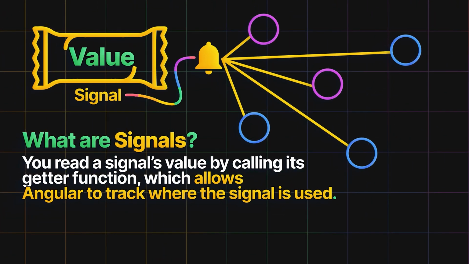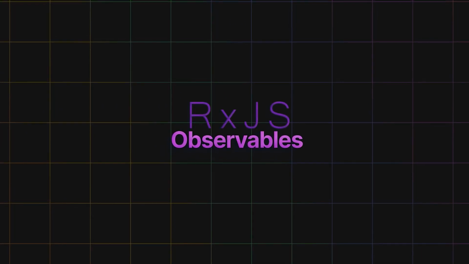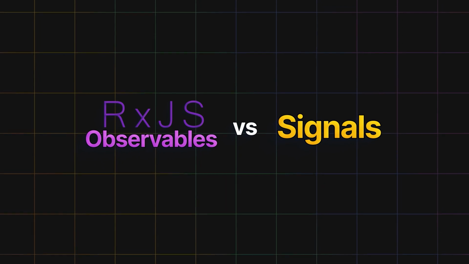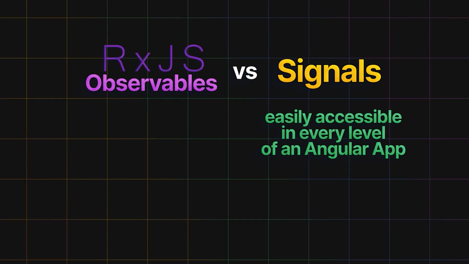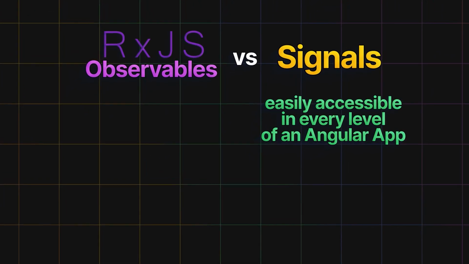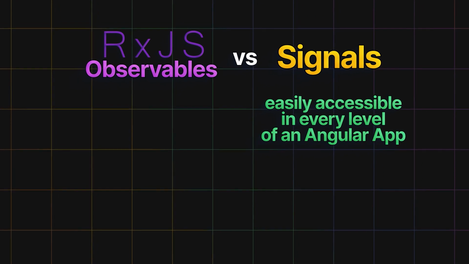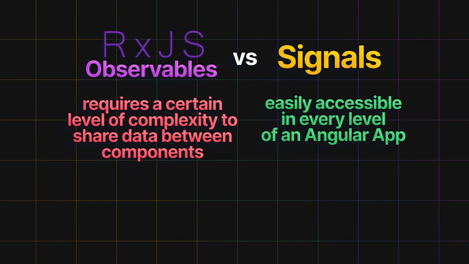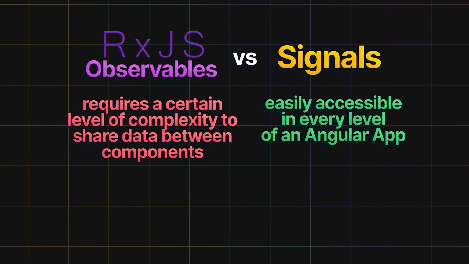I want us to take a closer look and compare and contrast between RxJS observables and signals. When it comes to setting states in signals, signals make it easily accessible in every level of an Angular application compared to observables, which require a certain level of complexity to share data between different components.